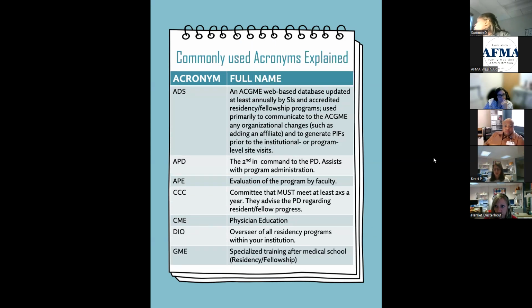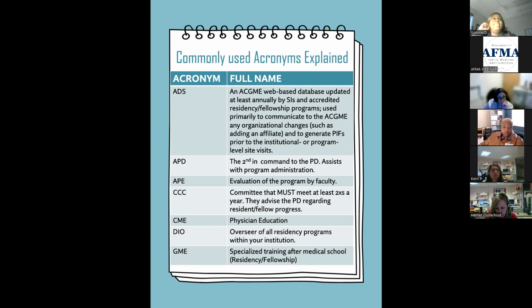Okay. So the first one will be your ADS, which is basically the cloud, is what I would put it. ACGME has to have somewhere to put all of this information that we have to provide to them on a yearly basis. So that to me would be your cloud for ACGME. It's the storage system for which ACGME can see the information that we provide to them.